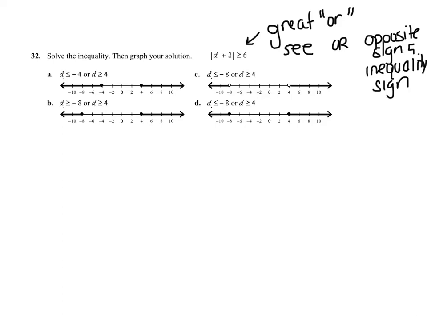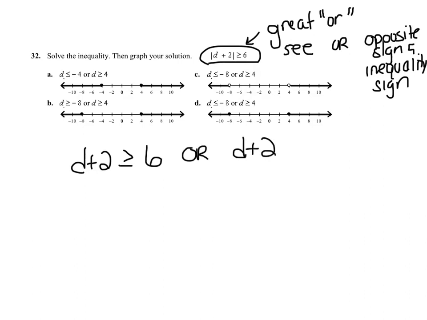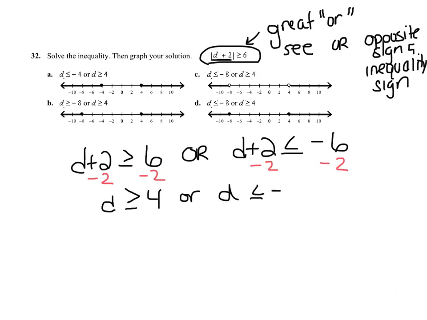All right, so let's write exactly what we see. We see D plus 2 is greater than or equal to 6, or D plus 2. We always write exactly what's inside of there. We never change that. And now we need to change the inequality sign, so less than or equal to, and we need to change the sign of our answer. So he's positive, so he changes to -6. And then now we go and solve it. Subtract 2 from all sides. So I get D is greater than or equal to 4, or D is less than or equal to -8.